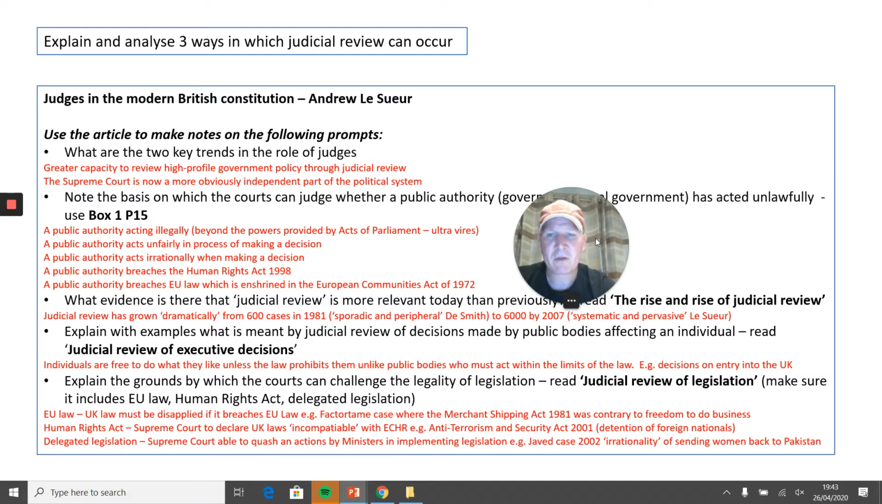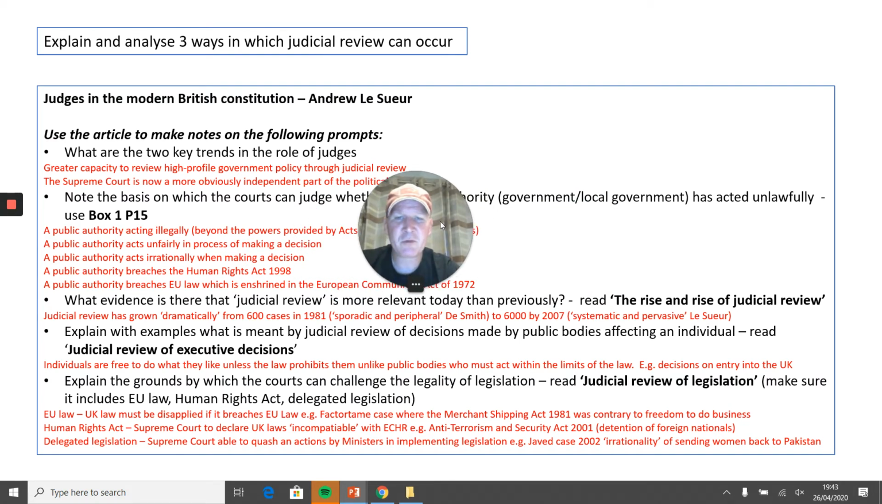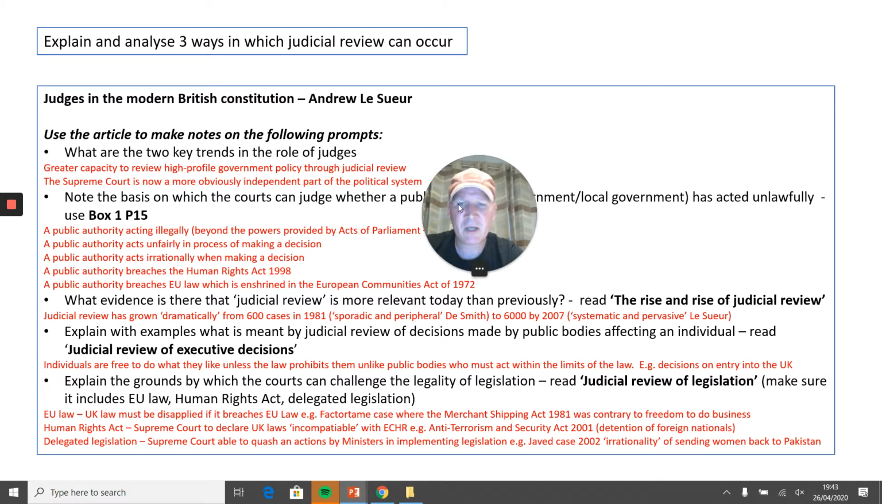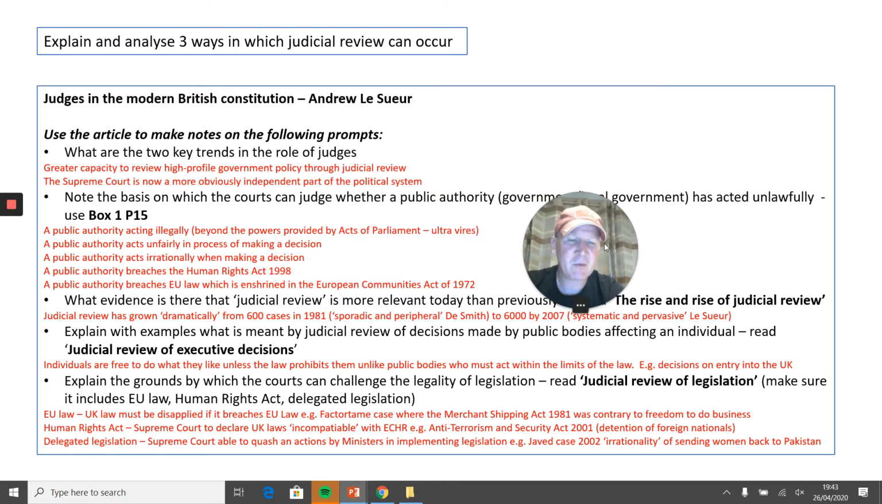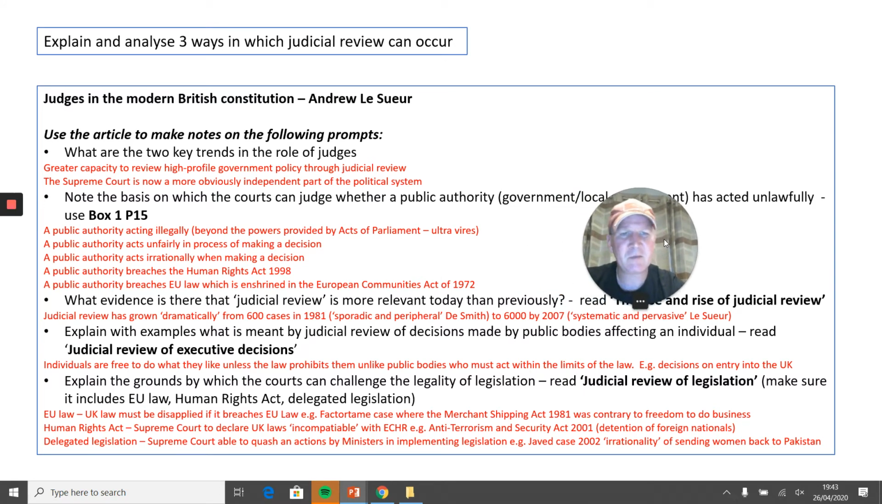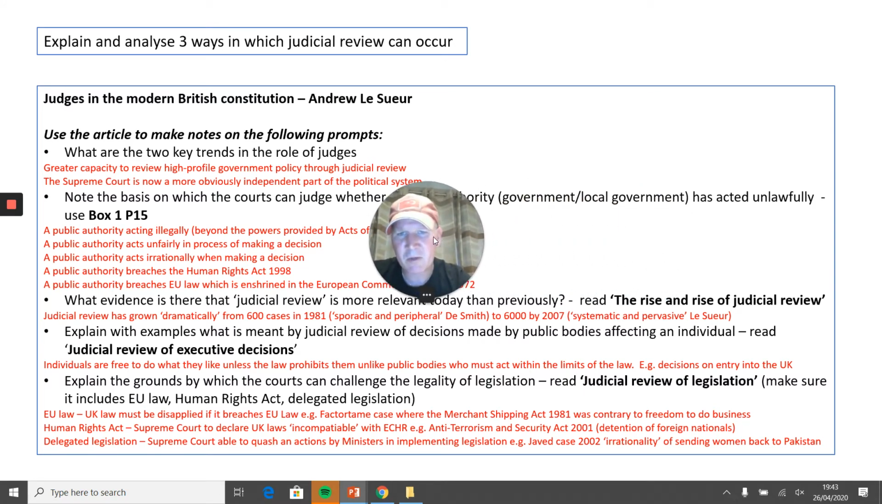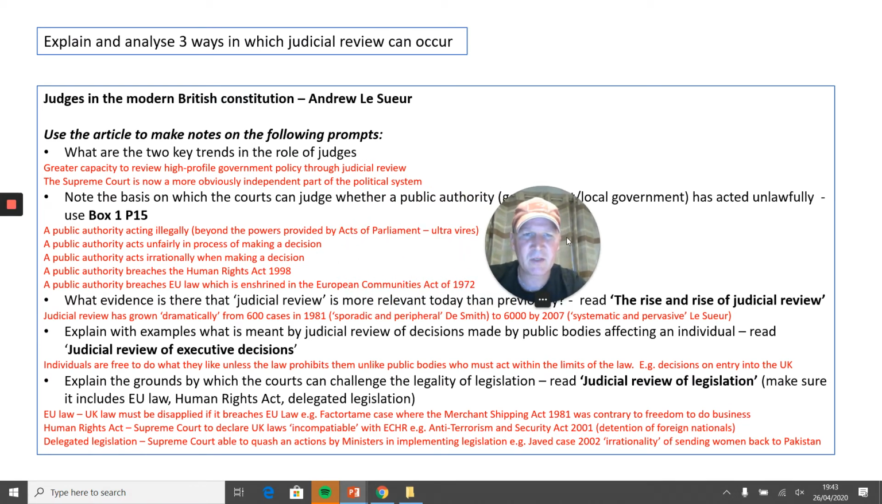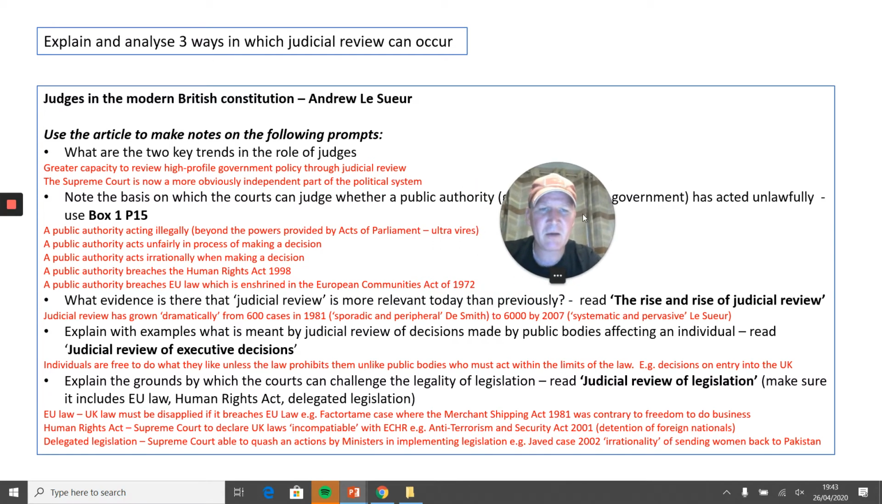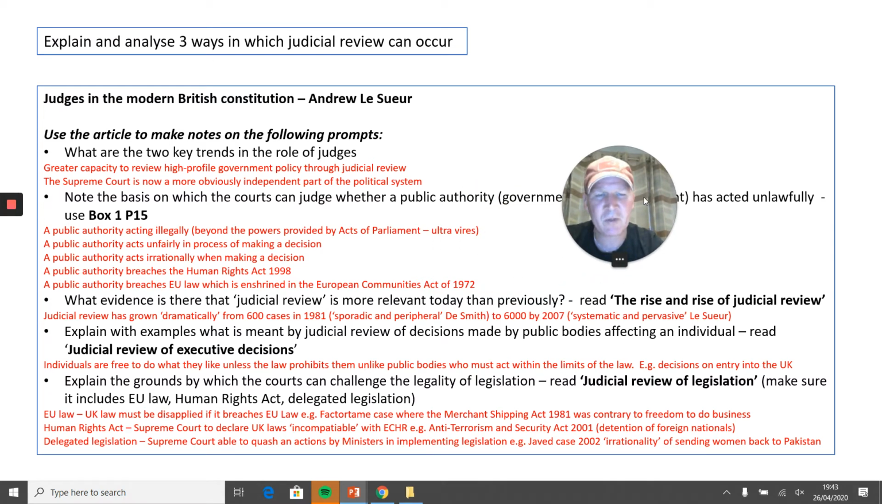So, what evidence is there that judicial review has actually increased over time? Well, within the article, you could see that there was a growth. For now, it could be described as systematic and pervasive in the public policy process, whereas before it was sporadic and peripheral. I think that's important to see that change, and that was a good 15 years ago. So what we can see now is even more prominence for the Supreme Court in the judicial review decisions.